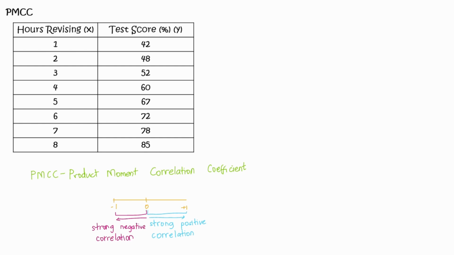So in the table given, we can see the hours somebody has spent revising, which represents the X value, and the test score the person gets, which represents the Y value. So can we predict somebody's exam results just by knowing how long they revised for? Let's enter the data into the calculator and see what this tells us.